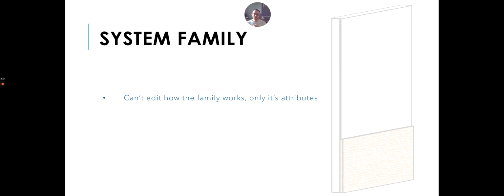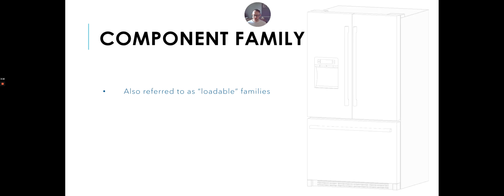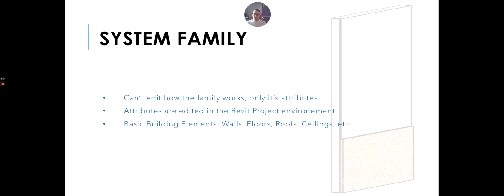So a system family, let's just pull up all the bullet points here. The first thing you want to know about system families is there's stuff like walls, floors, roofs, ceilings. They're basic building elements that aren't as customizable as you'll see the loadable families are, or the component families. When you want to change something about them, you're limited to what you can change. You can't really change the functionality of these types of families. They are what they are.